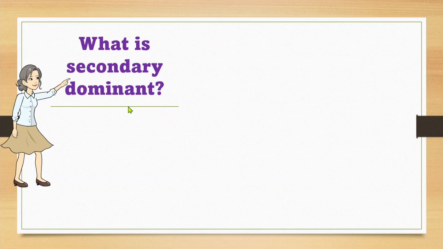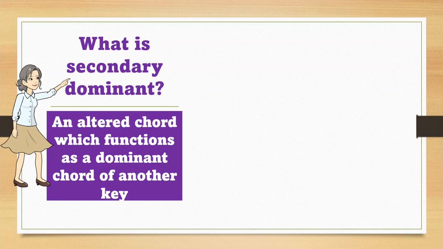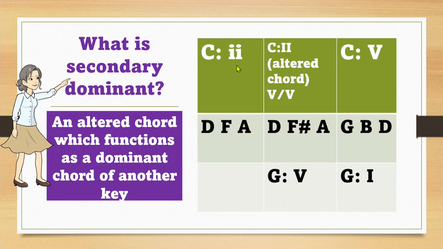What is secondary dominant? It is an altered chord which functions as a dominant chord of another key. Look at C major. The supertonic chord is D, F, A. This is a minor chord, but we can alter the third. Raise a semitone, it becomes D, F sharp, A, a D major chord. So in Roman numeral, we write the 2 in uppercase. And this is an altered chord in C major.